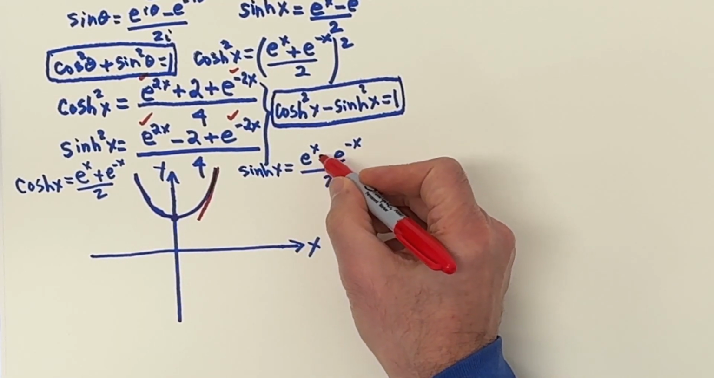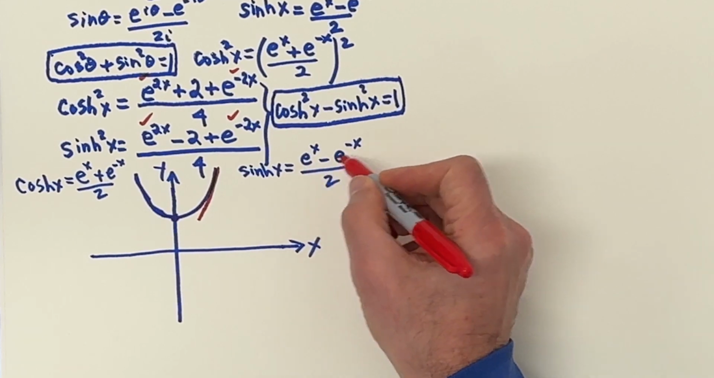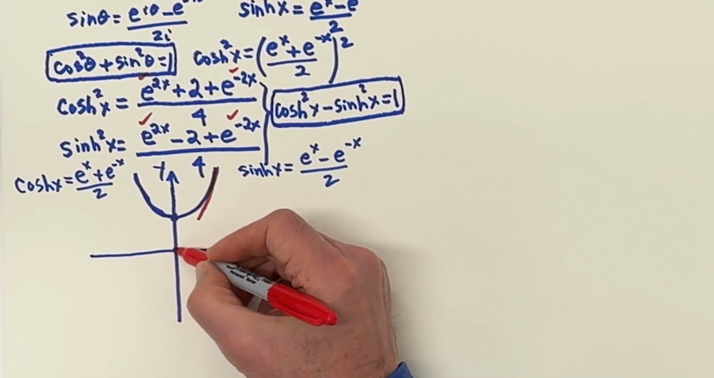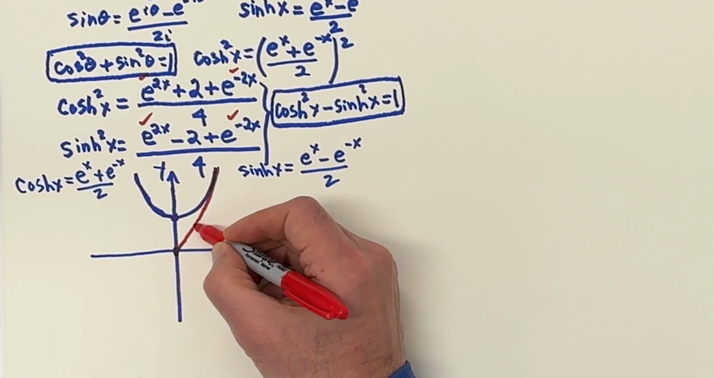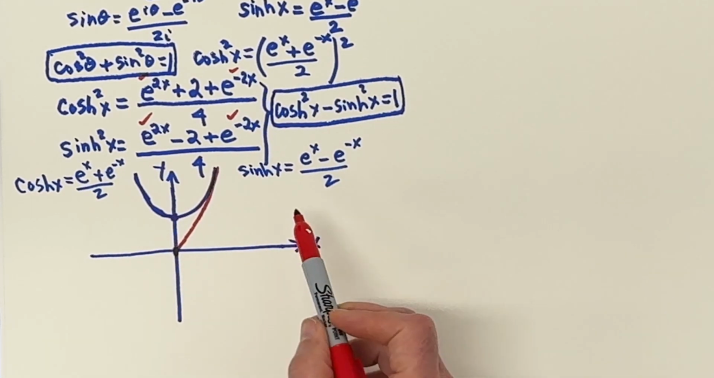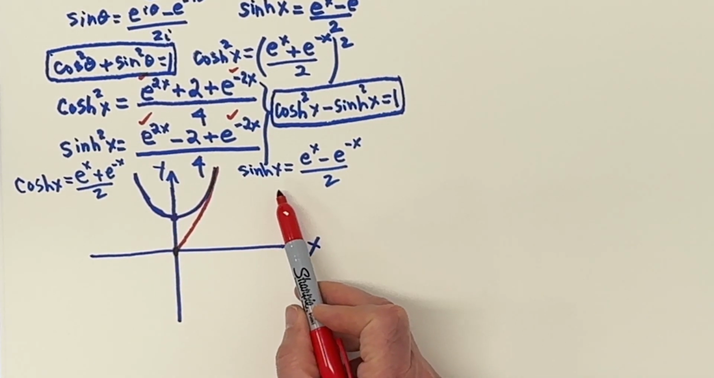And remember, when x is 0, you have 1 minus 1. So you're going to have, down here, 0. So you're going to have something like this. Now, this is an odd function, just like the sine is an odd function.